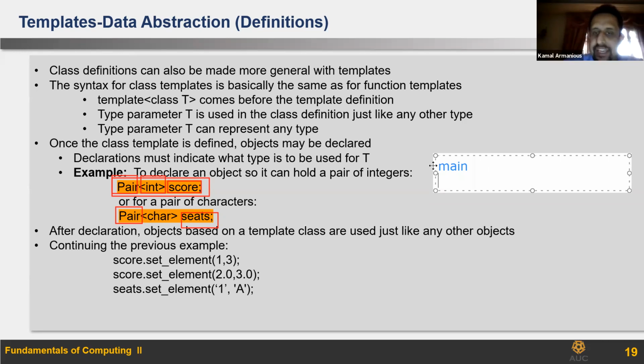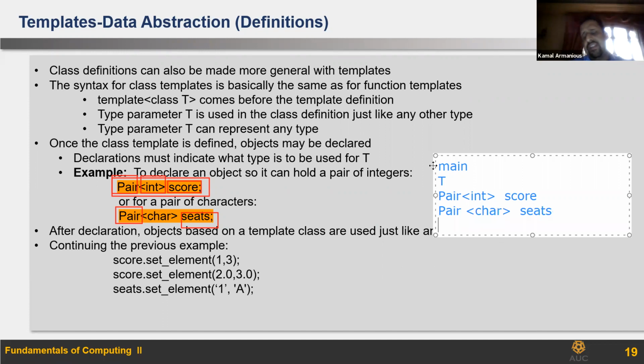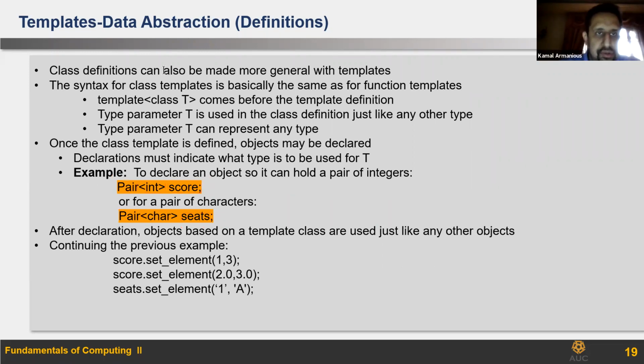Okay. So from the main, we will have to define a class of integer. So t in this case is an integer, and we will see a big example about this. And then score is an object that belongs to a class of integer. And seats means that seats is an object of a class of character. We will see several examples, so don't panic for now.